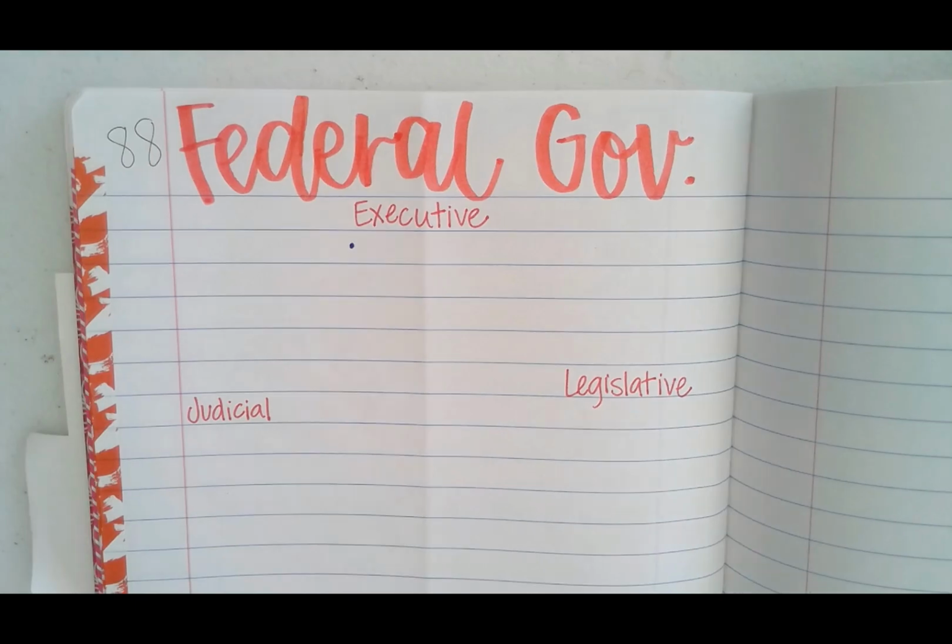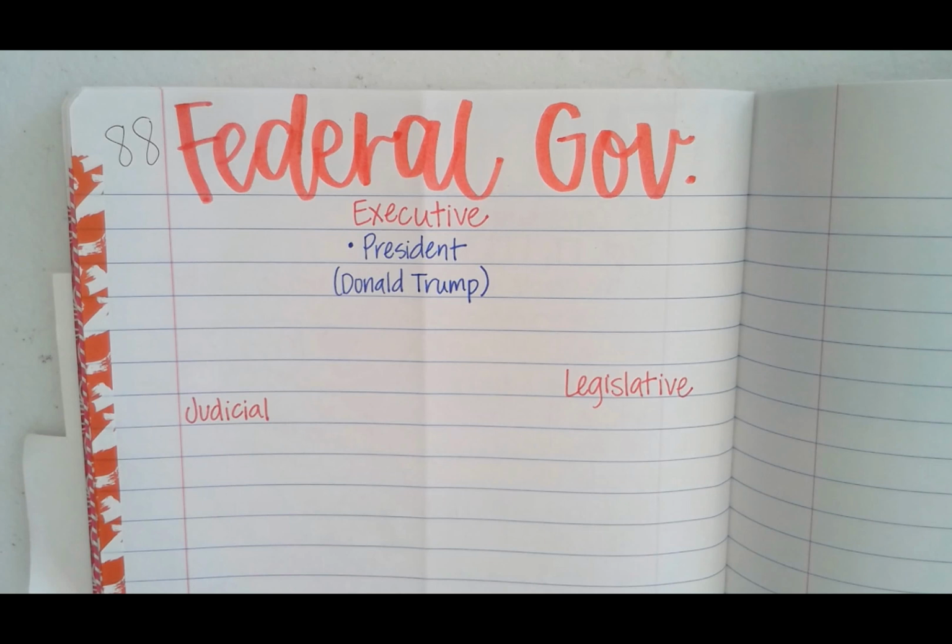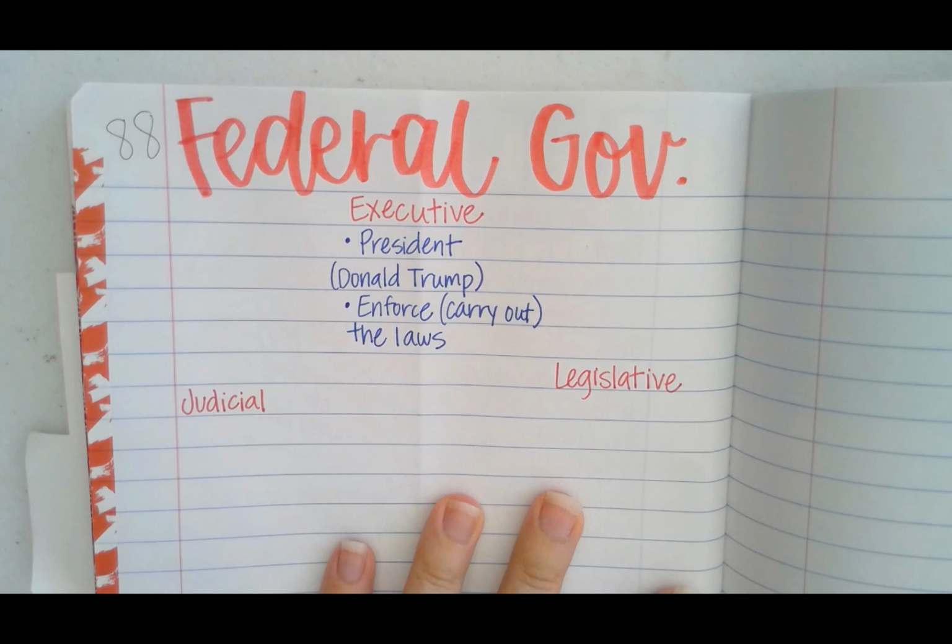Okay, so under executive, this is where we have the president. And currently, our president is Donald Trump. And the executive branch is responsible for enforcing the laws. And by enforce, I mean they carry out the laws.